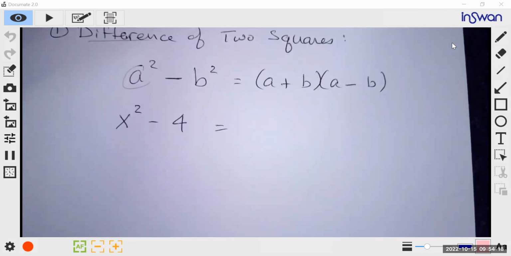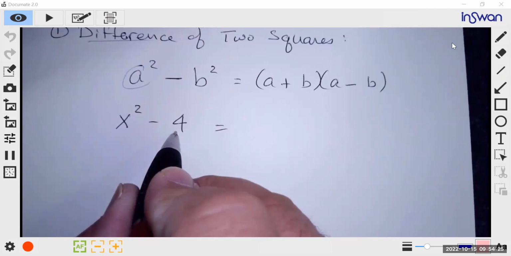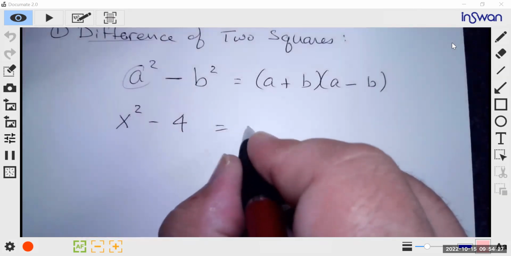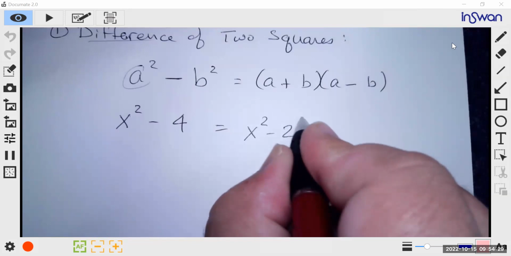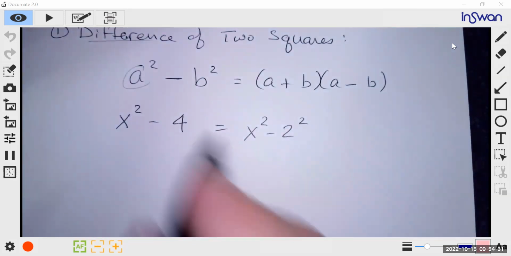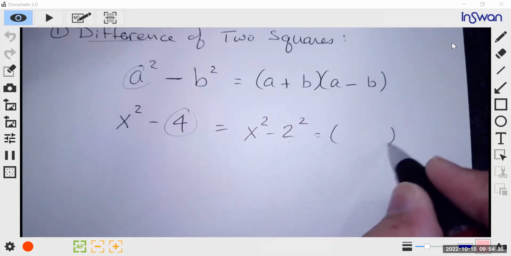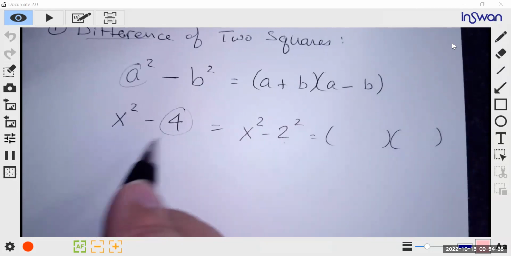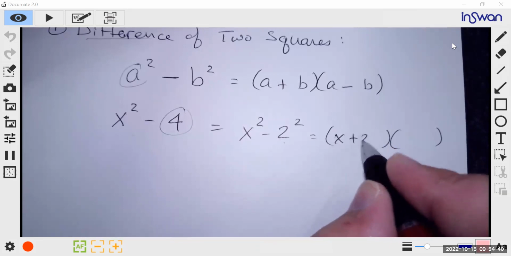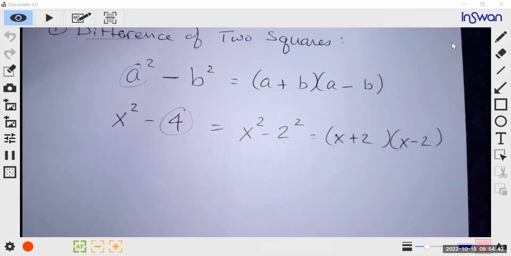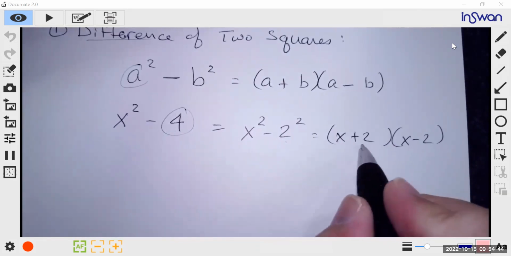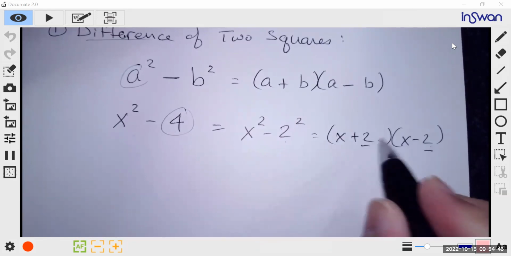So is that a difference of 2 squares? What is 4 made up of? 2 times 2. So what this is, x squared minus 2 squared. So since this is a perfect square, I can write it as that. Which means now the factored form of this is x plus 2, x minus 2. Because these have to be the same number. 2 times 2 equals 4.